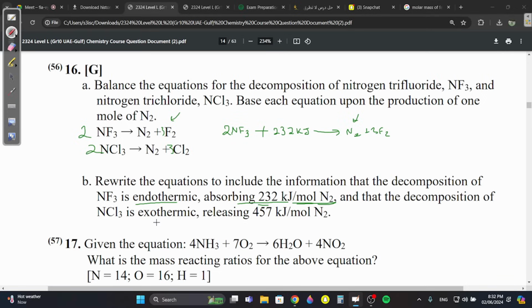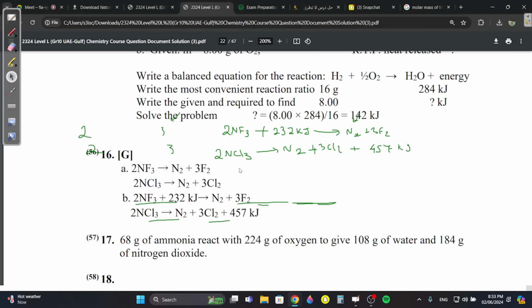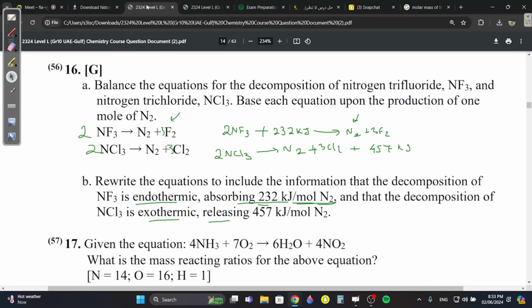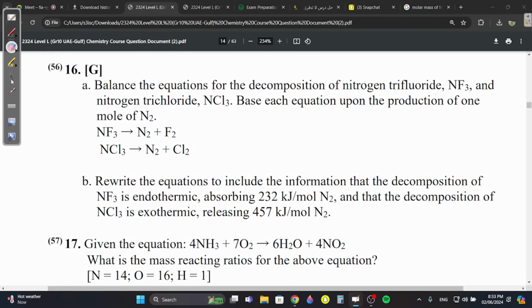Then same thing here, except they're saying exo and it's releasing. That means you place the energy on the product side, so you're going to get 2 NCl3 to produce N2 plus 3Cl2 plus 457 kilojoules. Is that correct? Yes. I think we're done with this section.